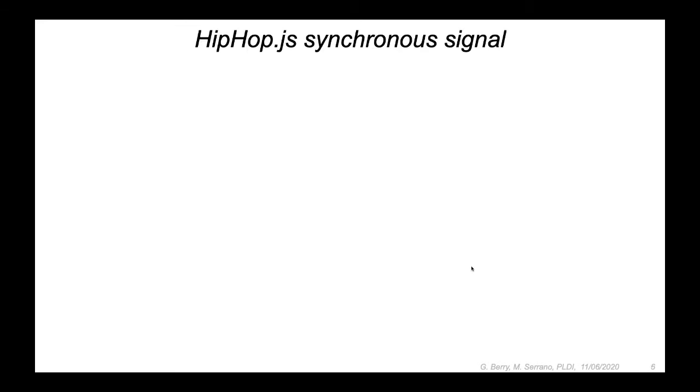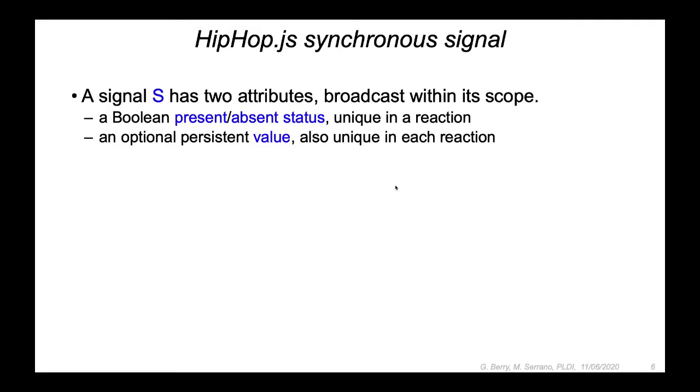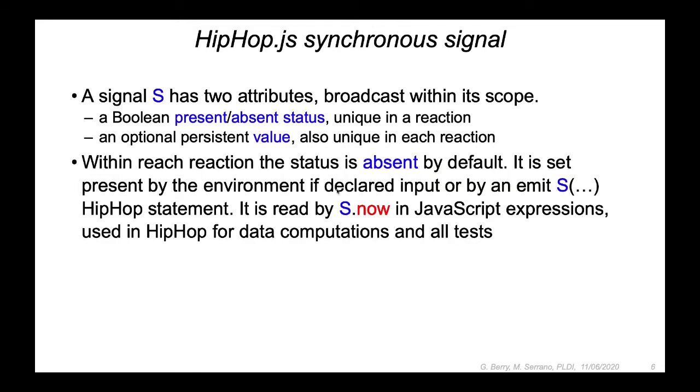Before describing the code, we have to explain what a Hiphop.js synchronous signal is, the basic communication unit between statements. A signal S, always written in blue in the rest of the talk, has two attributes broadcast within its scope. A Boolean present-absent status, unique in a reaction, and an optional persistent value, also unique in each reaction. Within each reaction, independently, the status is absent by default. It is instead present by the environment if declared input, or explicitly in the program by an emit S hiphop statement.